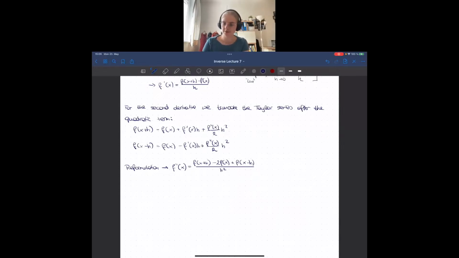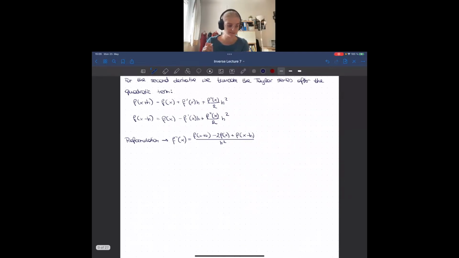So this was for a function in one variable. Of course, the question is, what about multiple variables? Like 2 or 3 or whatever. And therefore, we look at the multivariable Taylor series.